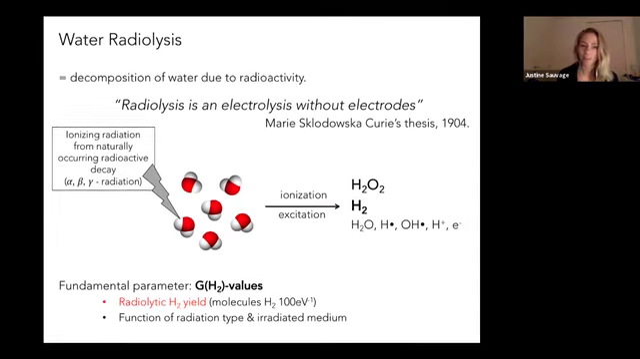Now, a fundamental parameter of this process is really the yield, so how much hydrogen, for example, is being produced. Those yields are usually expressed in molecules of hydrogen per 100 electron volts of radiation absorbed by the medium. And those yields are really a function of the radiation type, so is it alpha, beta, or gamma radiation, and also the irradiated medium.